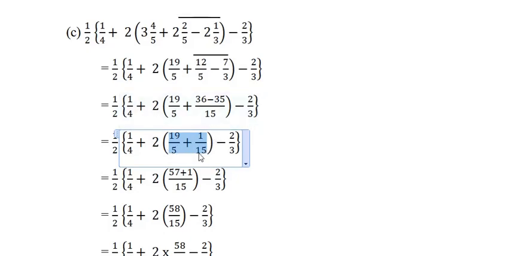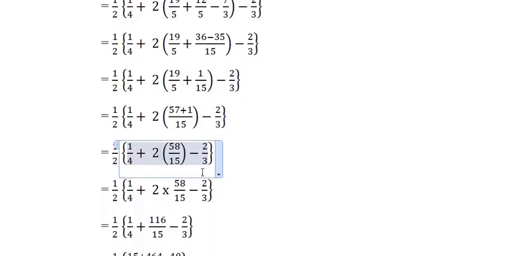So the LCM will be 15 again. So 5 3 times is 15. Now 19 into 3 will be 57. 57 plus 1 is 58 by 15. And you can see in this section, you cannot see any kind of sign. Can you see any kind of sign? No, there is no sign here. Plus, minus, division, multiplication, no sign here.